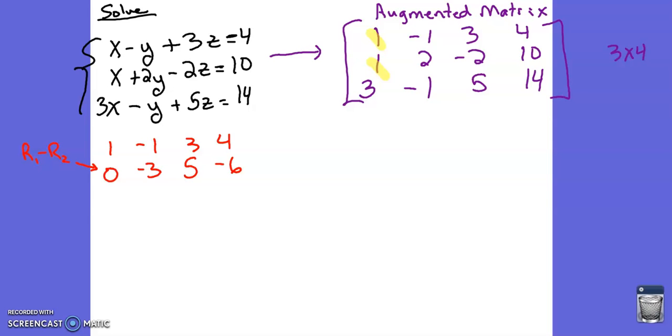I'm eliminating my x's. You didn't have to go this route. You can try to eliminate your y's or your z's, whichever one you want to try to do. But I've chosen to eliminate my x's because I thought that was a very easy one to do. So I want to keep with that process.